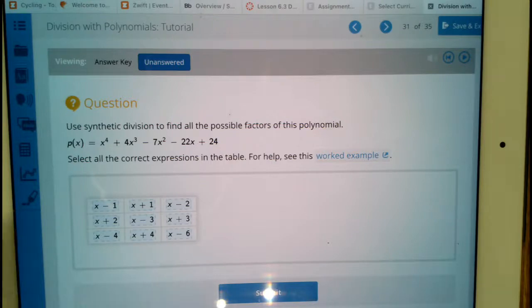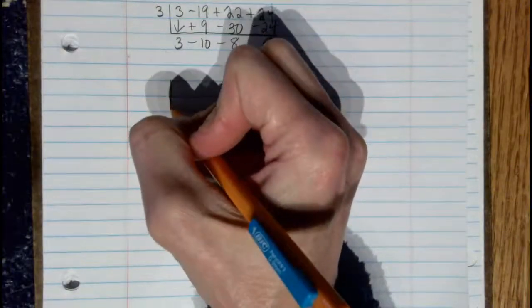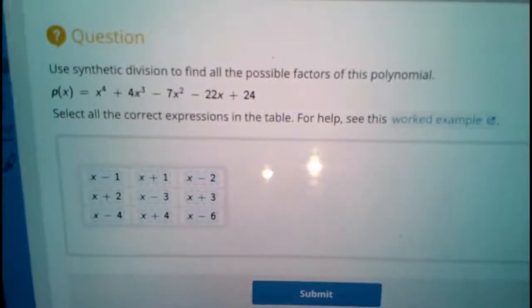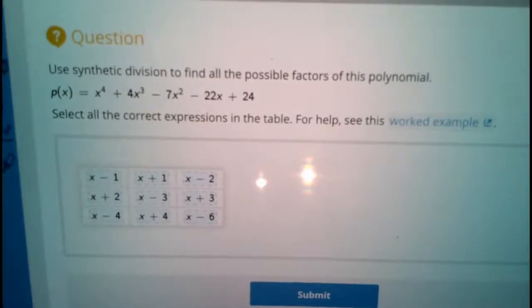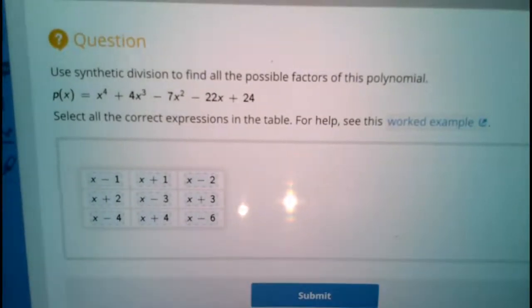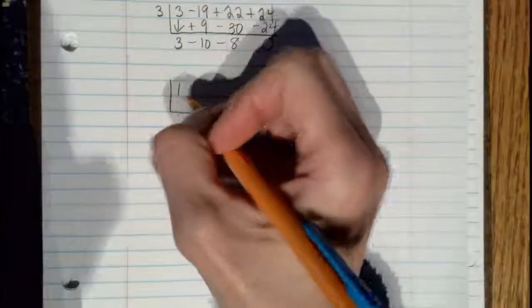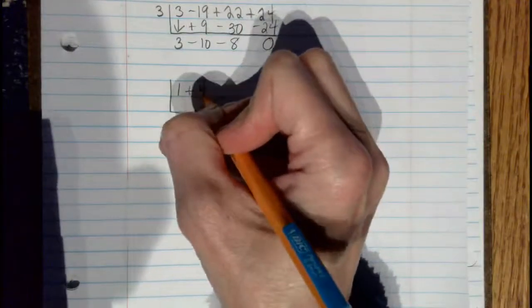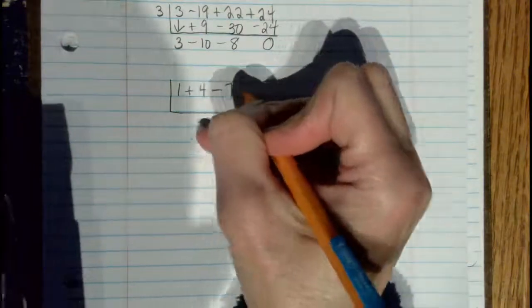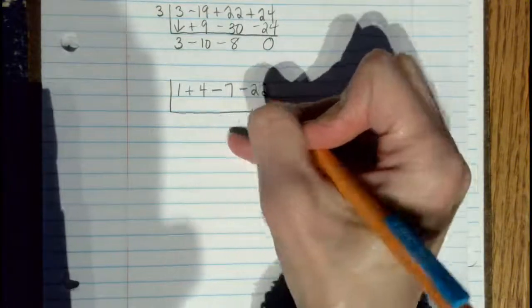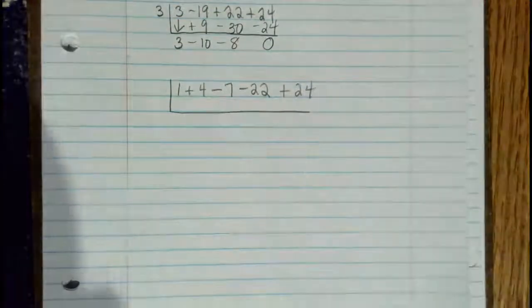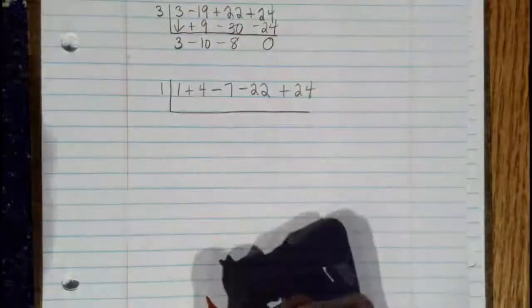So top left is the x minus 1. I have not written the problem down yet. I just realized that. But when we set this up here, again, just so you can see it as well if you're not on that page, there it is, x to the 4th plus 4x cubed minus 7x squared minus 22x plus 24. So the number in front of the x to the 4th is 1. The number in front of the x cubed is 4. The number in front of the x squared is -7. In front of the x is -22. And then we have plus 24. And our first choice there says x minus 1. So I'm going to divide by 1.